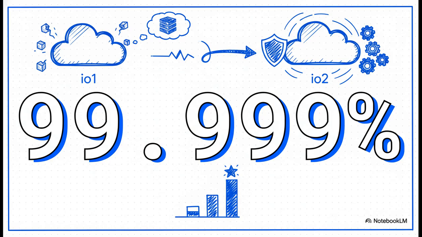Well, the biggest reason is reliability. I mean, look at this number. The IO2 volumes are designed for 5 nines of durability. Now, that might just sound like marketing fluff, but it means they are 100 times more durable than IO1 volumes. For systems where data loss is absolutely not an option, that's a massive, massive deal.